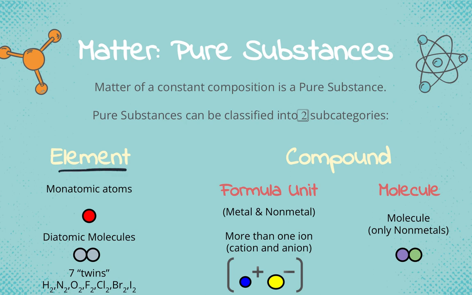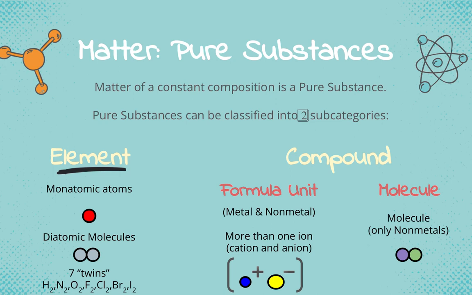The first being elements. Elements then have two subclassifications, a monatomic atom and a diatomic molecule. There are only 7 elements on the periodic table that create diatomic molecules. We call them the 7 twins because they're never found in nature alone. They are bound to themselves or other atoms of a different element. But we would classify them as an element because they are the same.